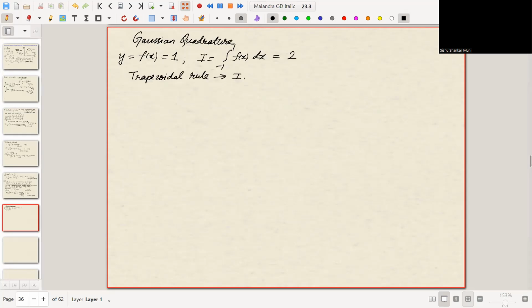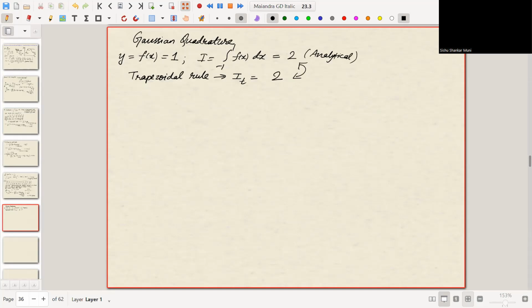So using the trapezoidal rule, I_T, suppose, then what do you get? It is the area of the trapezoid. Half into... again check that the value will be 2. So that means the analytical and the numerical results are equal.